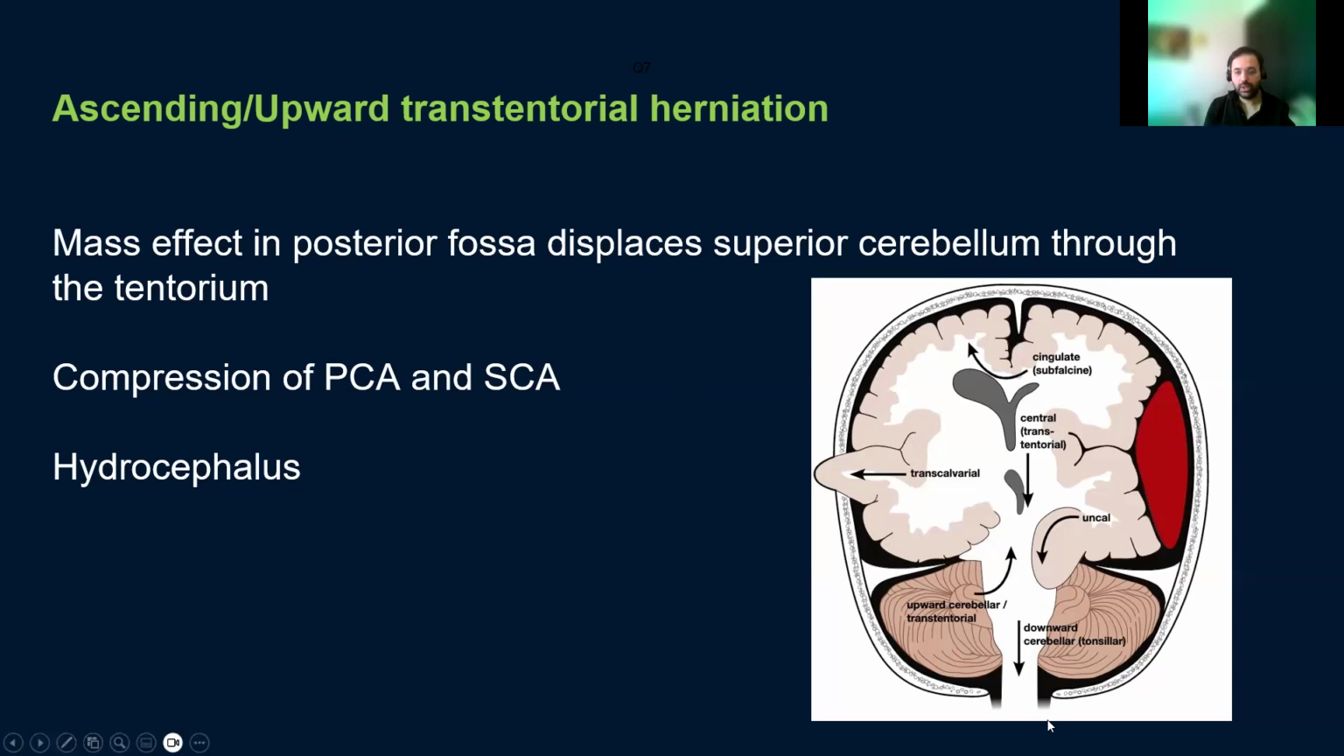Now, you can also have a downward herniation, which we commonly know as the cerebellar tonsillar herniation, right? So that's the one which we commonly see when the cerebellar tonsils are below the level of the foramen magnum. This is potentially a neurosurgical emergency. The patient needs to be urgently looked at by the neurosurgical team and probably operated. Otherwise, the patient can cone and die.